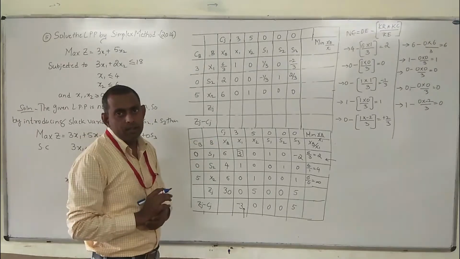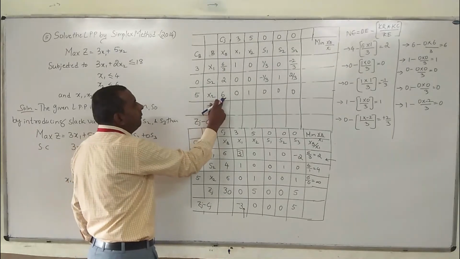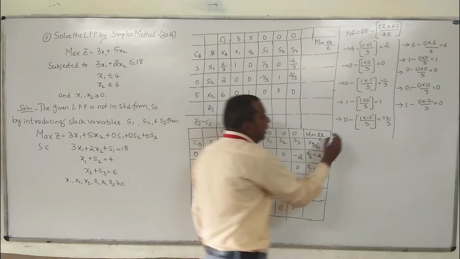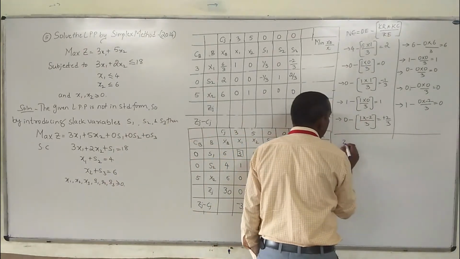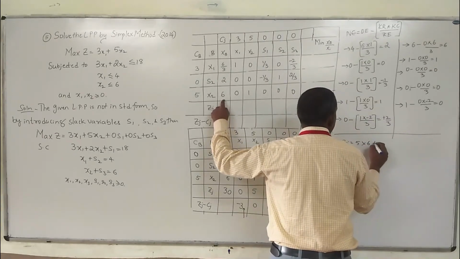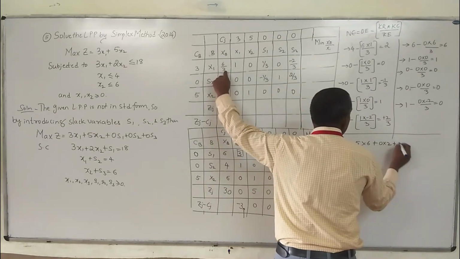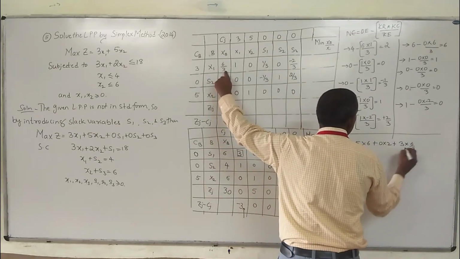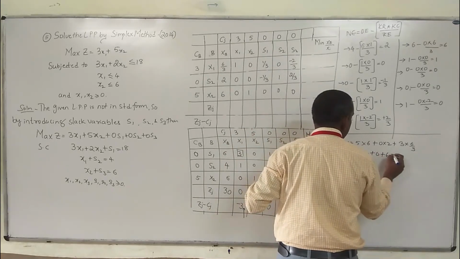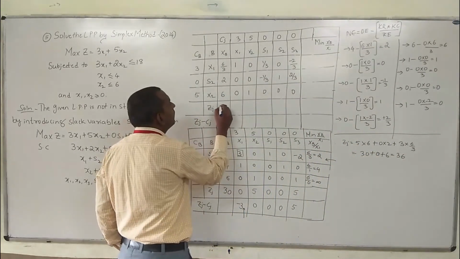So we need to find Zj. To find Zj, what is that? This into this, plus this into this, plus this into this. Fine. So once I will tell you how to find the Zj value. So Zj is what? 5 into 6 plus 0 into 2 plus 3 into 6 by 3. So the answer is 30 plus 0 plus 6, that is 36. So I will write 36 here.